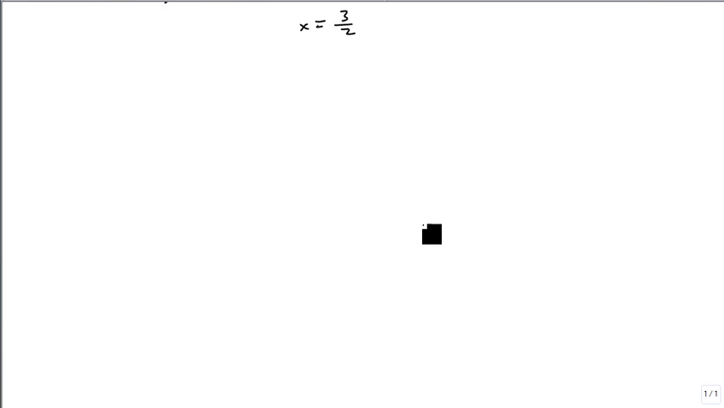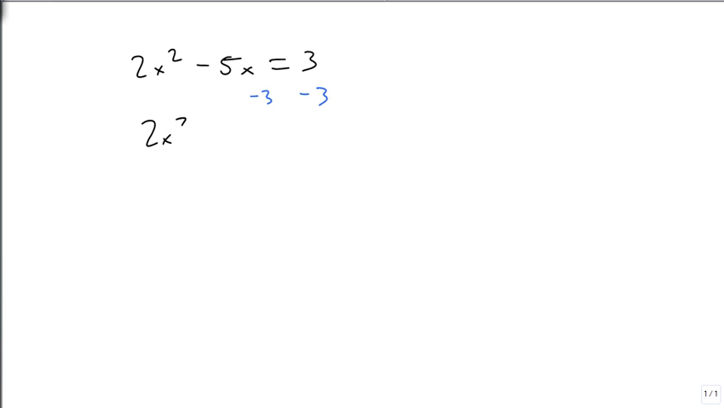So with this in mind, let's look at what we do if we have something like 2x squared minus 5x equals 3. Well, our first goal is to get to 0 on the right so we can use the zero product rule. So we're going to subtract 3 from both sides to get 0. Then we're going to factor. 2 times minus 3 is minus 6.